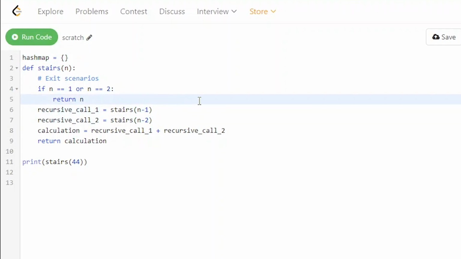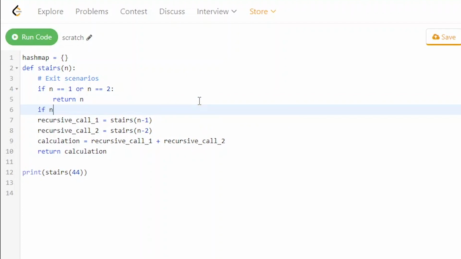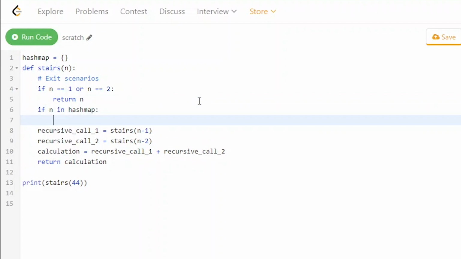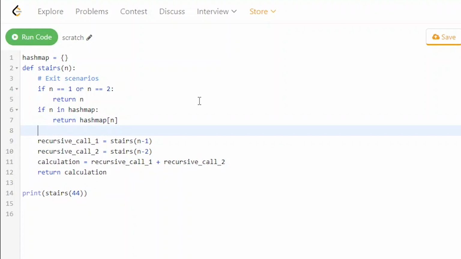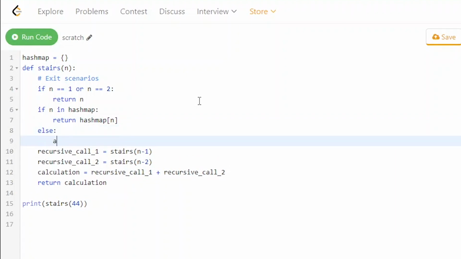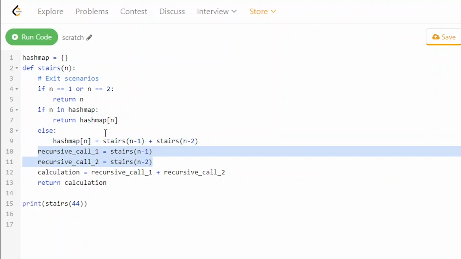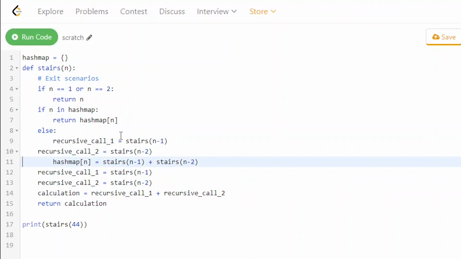Okay, so let's try to implement that here. If we have this key of n in our hash map, we would like to return the value to it, that is hash map of n. Else, we would like to add it to our hash map. So you do hash map of n equals recursive call 1, that is stairs of n minus 1 plus stairs of n minus 2. Or this can also be written, if you want to follow the same coding pattern, this way.